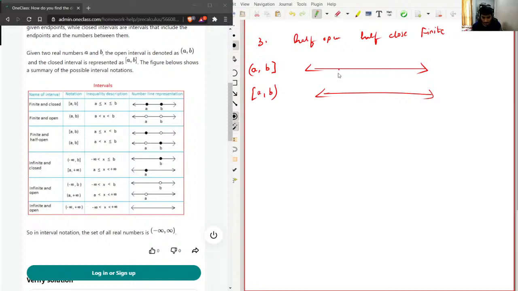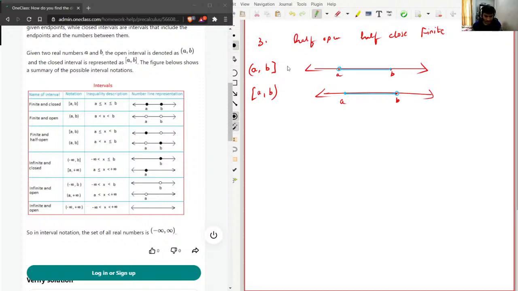So if I draw a, b, again a, b, then with my blue color a is not included, I'll draw just a circle here, and for b I'll just make it a little bit darker, and this is going to be my number line. And for here a is included, b is a circle. So this will be such kind of line. So this is the half open and half closed interval, plus finite interval obviously.